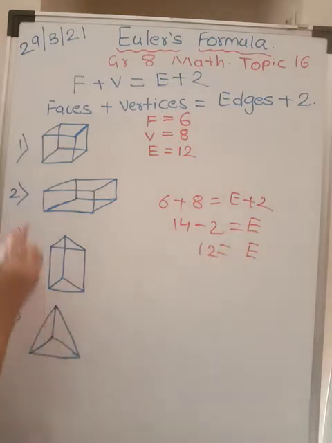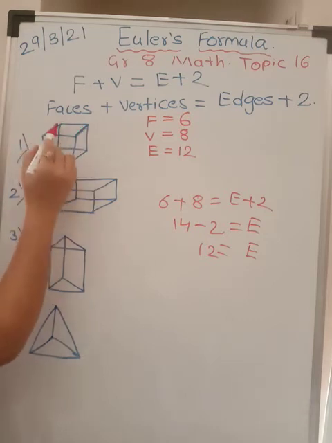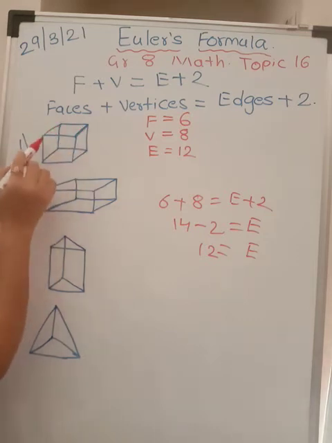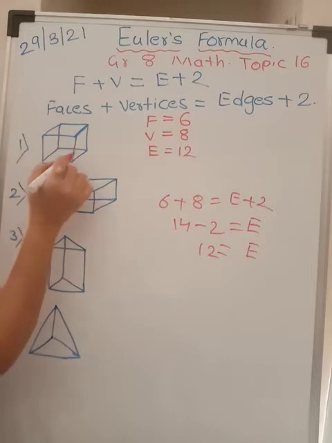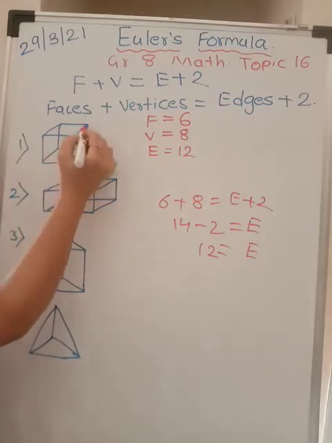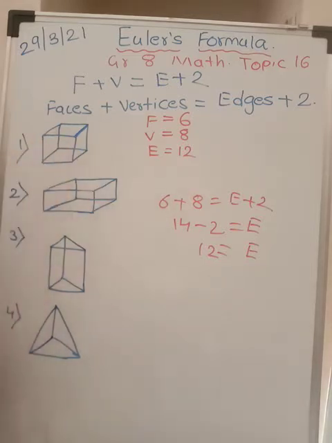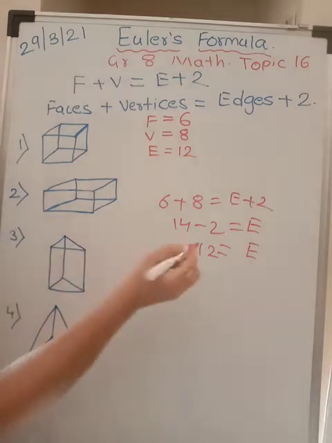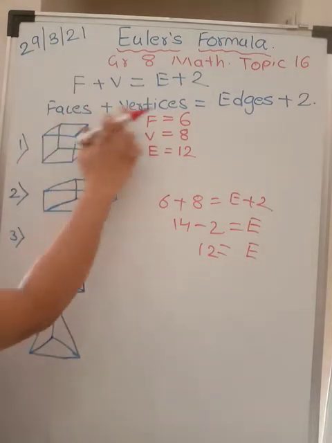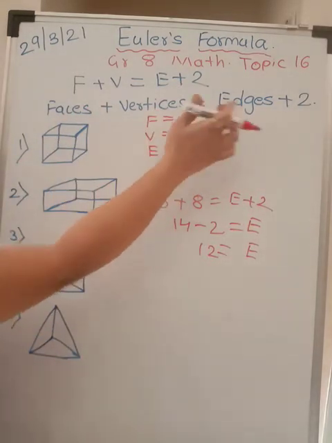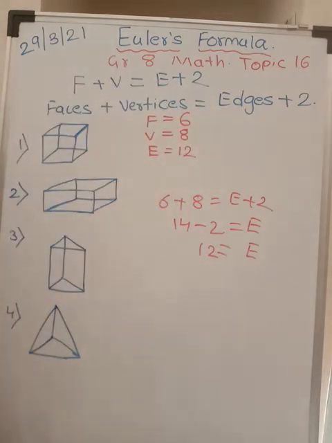Let us calculate. See, 1, 2, 3, 4. Then this is already counted. 5, 6, 7, 8, 9, 10, 11 and 12. 12 are edges. So with this formula, if from these 3, 1 is not known, we can always calculate it using the formula. Is this clear, everybody?